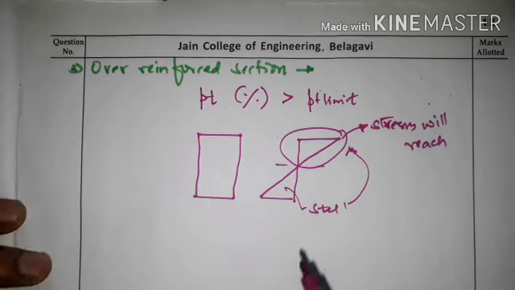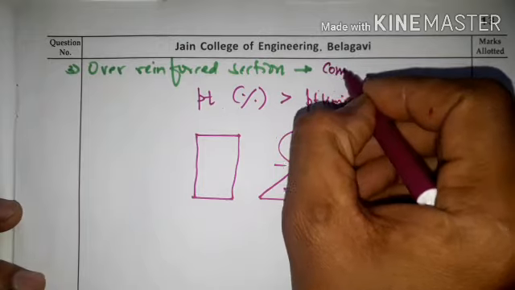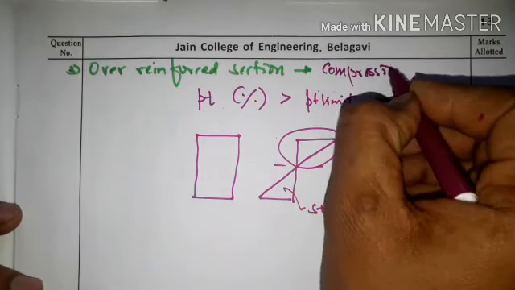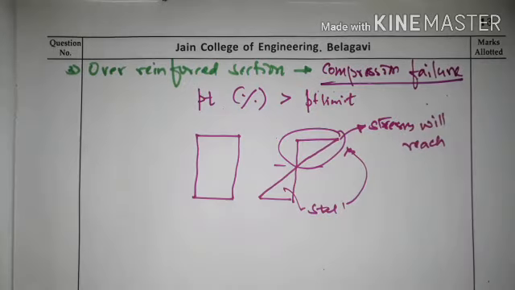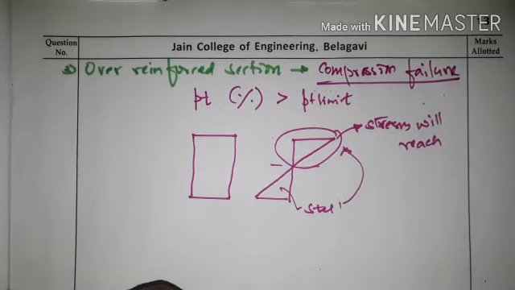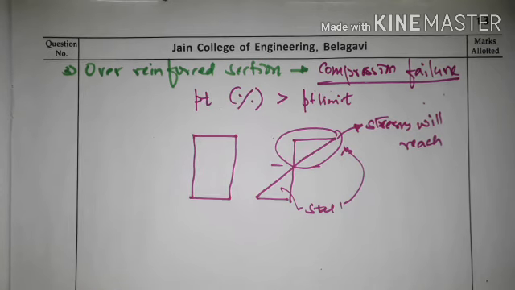So this failure is also called compression failure, because here the failure of the section takes place not because of tension or the steel reaching the ultimate stress, but because the concrete has reached the ultimate stress. So that's why it is called compression failure.